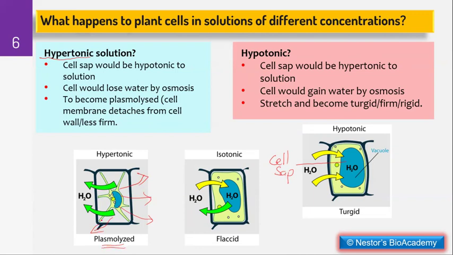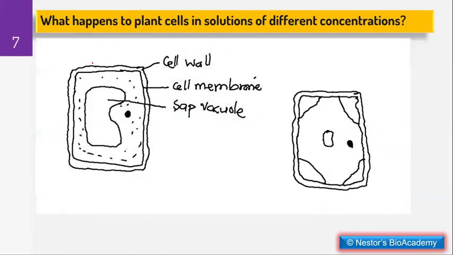The cell tends to shrink in size, and the cell membrane is going to detach itself from the cell wall. If we could look at this illustration further, for greater emphasis, this is the cell wall of the plant. We always have the cell membrane firmly pressed against the cell wall. And of course, we have the sap vacuole, containing the cell sap, which contains salts and sugars. So it is basically a solution.